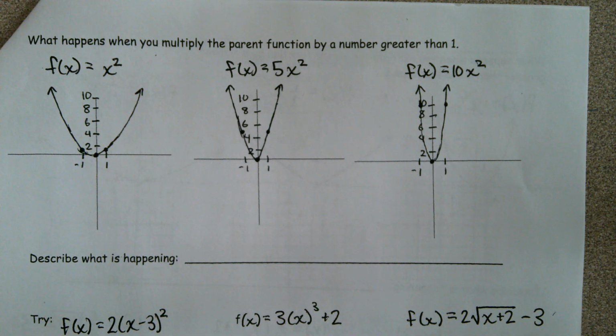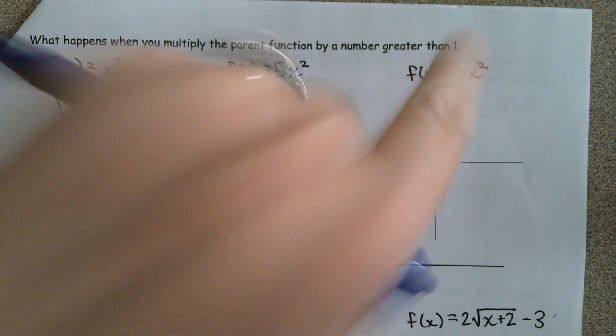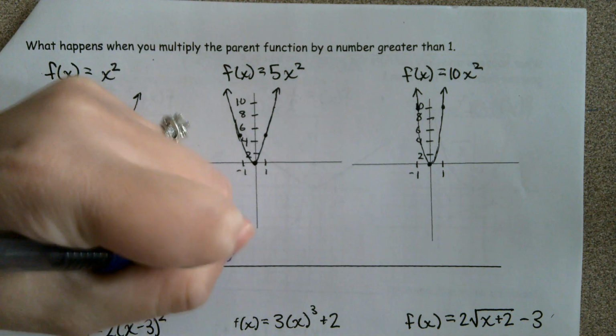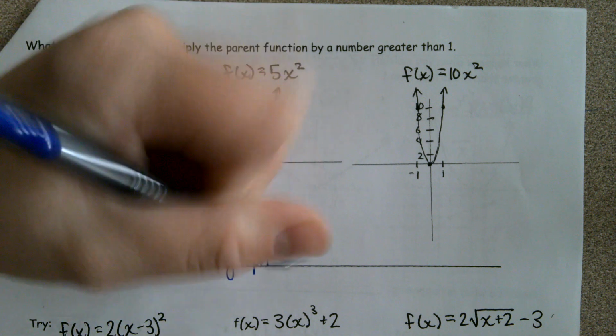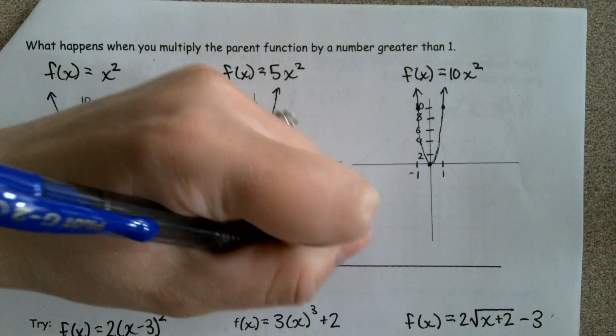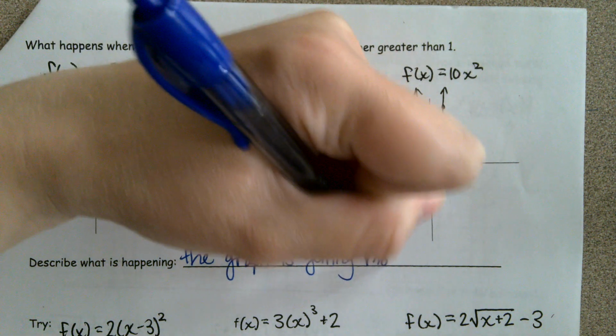What happens when you multiply the parent function by a number greater than 1? So notice in this first equation, I have just the x squared, which is the parent graph. Then I have it times 5, and then times 10. Visually speaking, as we go from left to right, notice that the graph looks like it's getting narrower. The graph is getting more narrow.